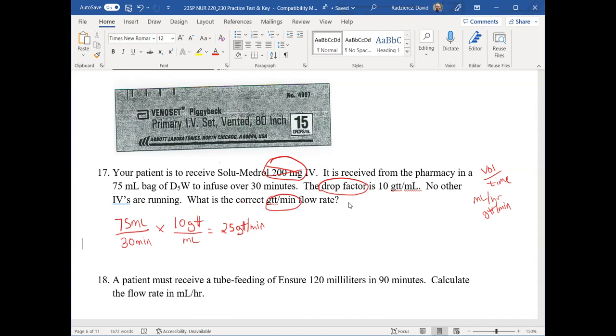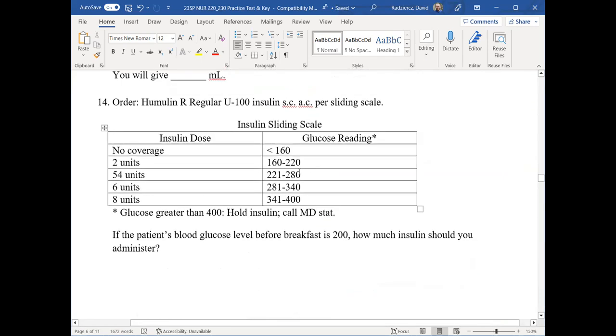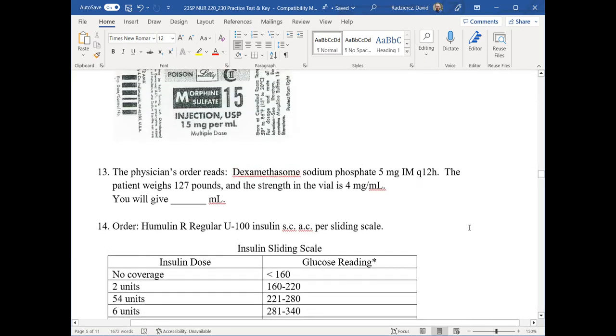Is that the same thing with question 13? We don't actually need to know the patient's weight. You can just use the 5 milligrams and the 4 milligrams. Correct. The patient's weight is just extra information. You might sit there and go, okay, I'm going to convert the pounds to kilograms. Now what? Exactly, it doesn't matter. If it said 5 milligrams per kilogram, then you would have to use it and incorporate the patient's weight. Exactly right.